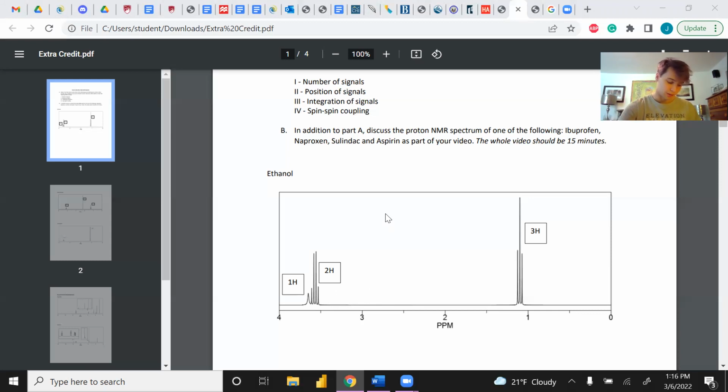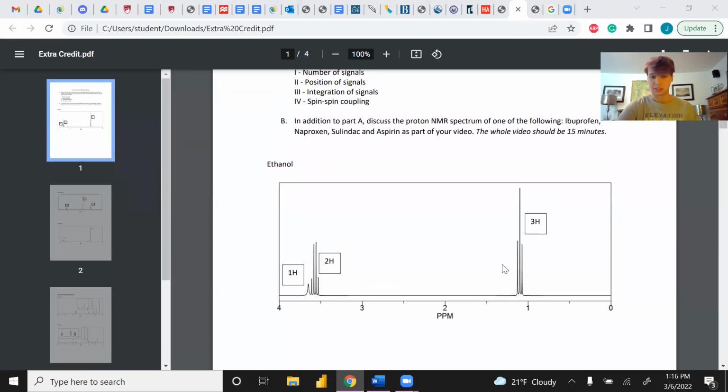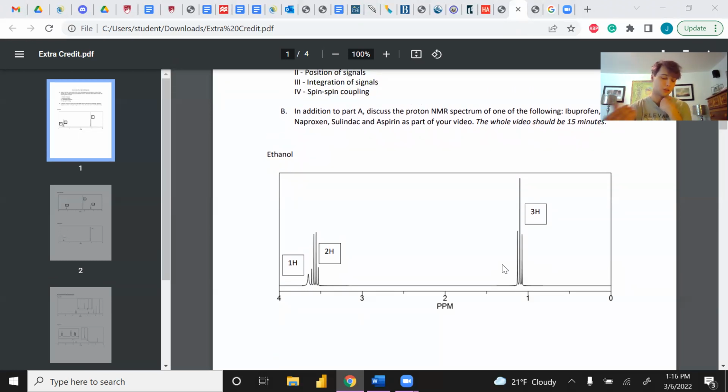Now we're going to talk about integration of signals. Like I said before, you have 1H, 2H, and 3H. Each of these means a different thing. Essentially, these are the amount of hydrogens in their group. So for example, the OH group over here has one hydrogen, OH. This one has two hydrogens, CH2, and this one 3. And you can also tell these by the amount of peaks. 2, 3, 1, 2, 3, 1.